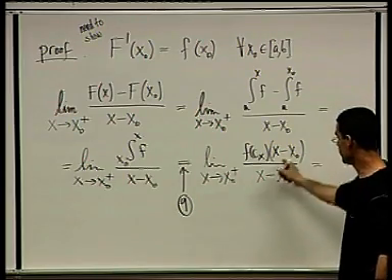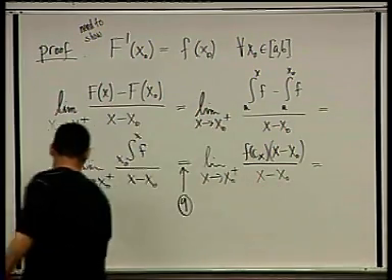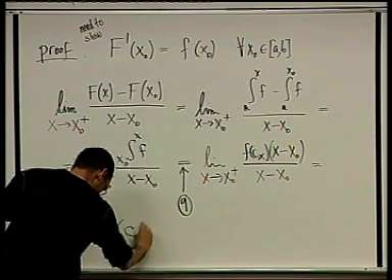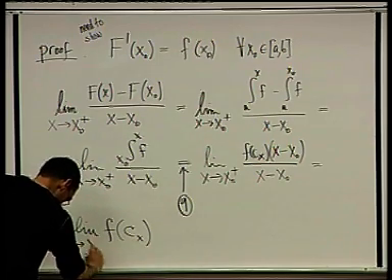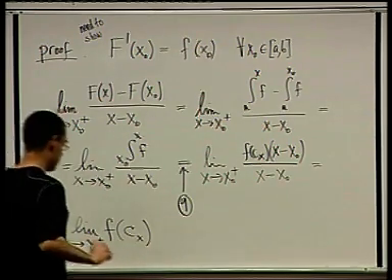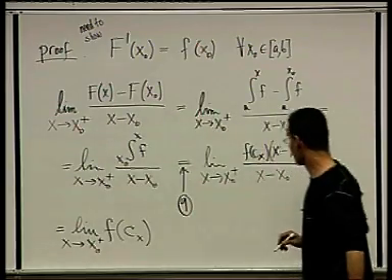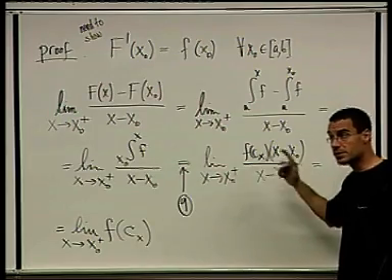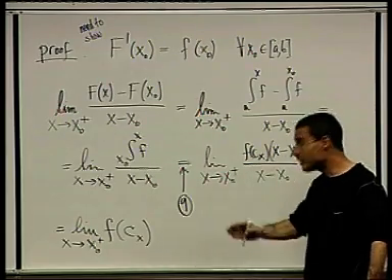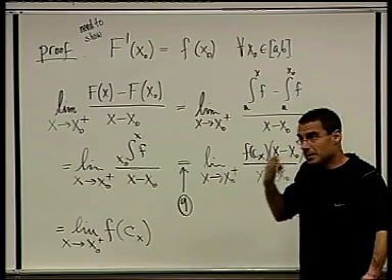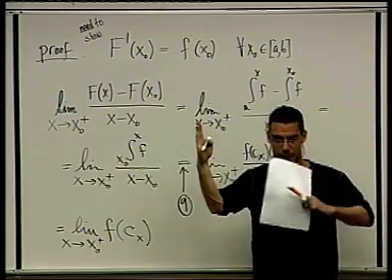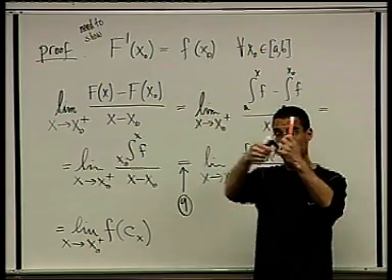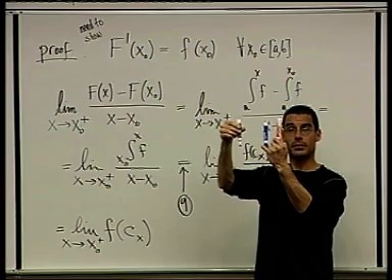This equals, these two cancel, so we just get the limit of f at c_x as x approaches x0 plus. Right? Because these cancel. But what is c_x? c_x is some point between x and x0. As x approaches x0, here's x. Here's x0. c_x is somewhere in between.